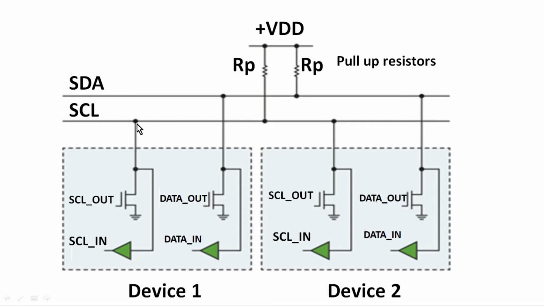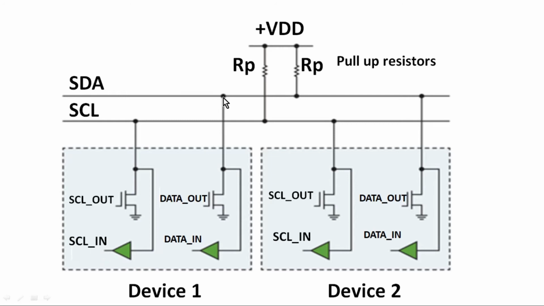This SCL line is connected to the drain of this NMOS, and the gate of this NMOS is driven by logic. Let us name it SCL_out. And the same SCL line is connected to an input buffer which is driving the logic, as I mentioned earlier, and let us name this signal SCL_in.